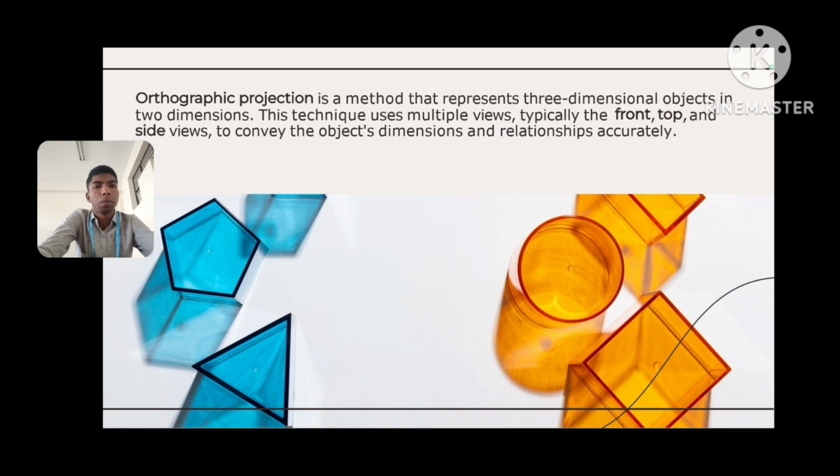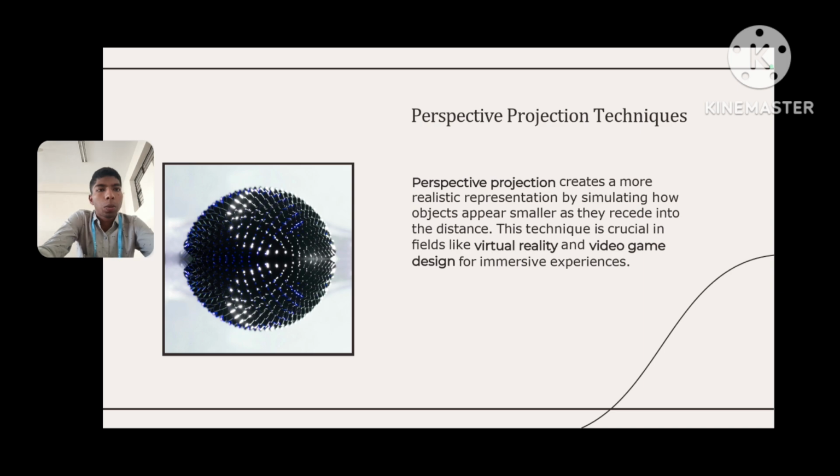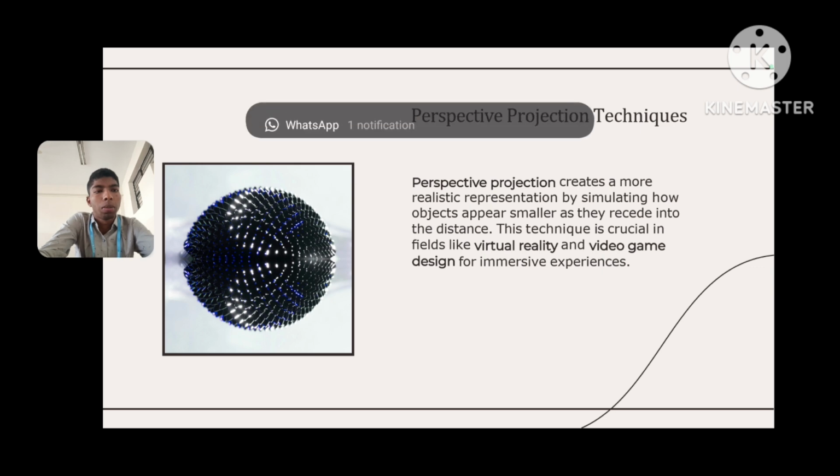Orthographic projection is a method that represents three-dimensional objects in two dimensions. This technique uses multiple views, typically the front, top, and side views, to convey the object's dimensions and relationships accurately. Perspective projection techniques: perspective projection creates a more realistic representation by simulating how objects appear smaller as they recede into the distance. This technique is crucial in fields like virtual reality and video game design for immersive experiences.